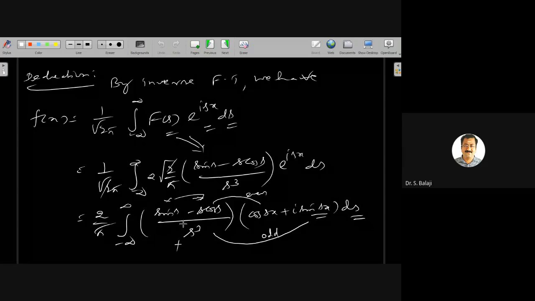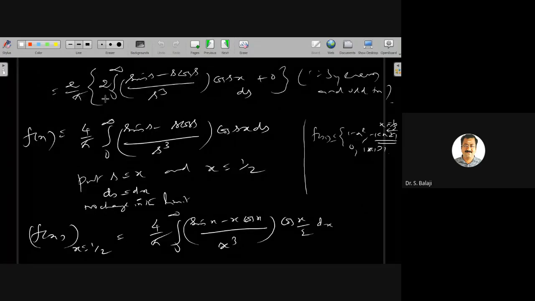You can write 2 into 0 to infinity. This is odd, 0 here. Or you can write it as 2 pi by 2 into 0 to infinity sin s minus s cos s by s cube into cos s x ds, plus 0. 0 is odd function. Working out, 4 by pi, integral 0 to infinity sin s minus s cos s by s cube cos s x ds.